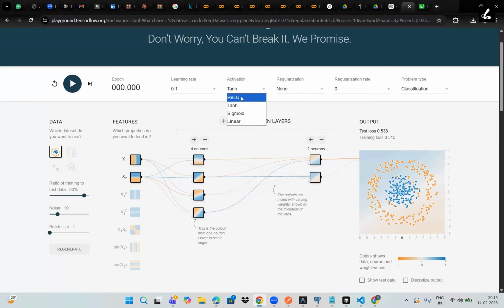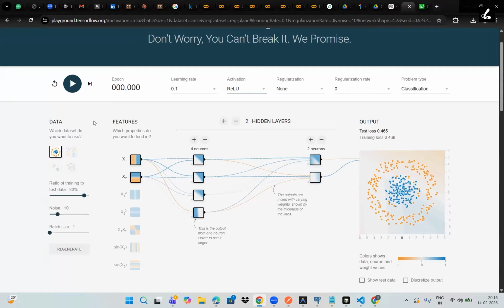Sometimes, whenever I was testing, I have seen that linear is better than ReLU. I don't know why, but sometimes it works good, meaning the output is coming nicely. Yeah, because of the range, Vibhu, because of the range.